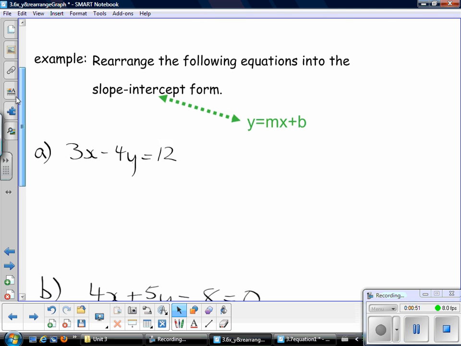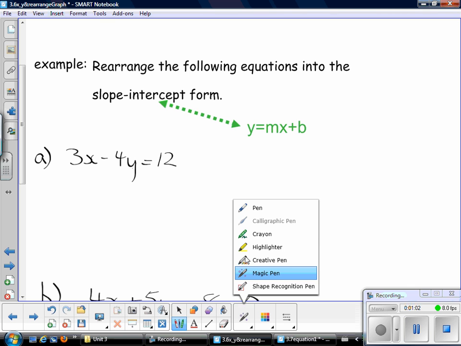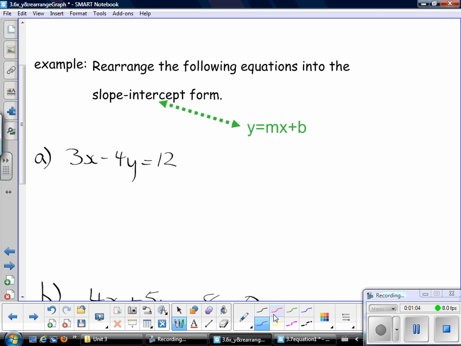It says 3x minus 4y equals 12. So what we want to do is get all the y's to one side and the x's to the other side. So the first thing we're going to do is get rid of the magic pen, and I'm actually going to switch to blue this time. Okay, the first thing we're going to do is, we have y on the left side already, so we're going to leave it alone. So I'm going to subtract the 3x from both sides. It's very similar to what we did last unit.